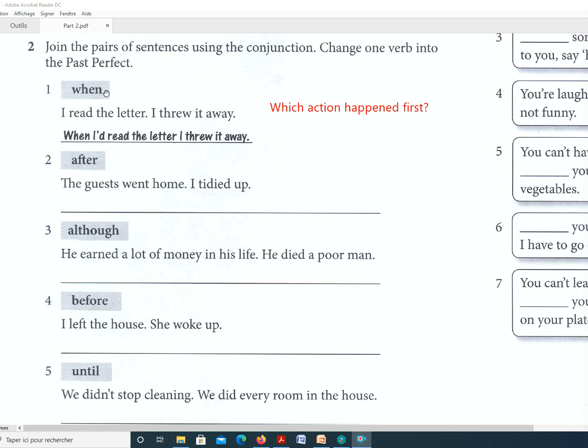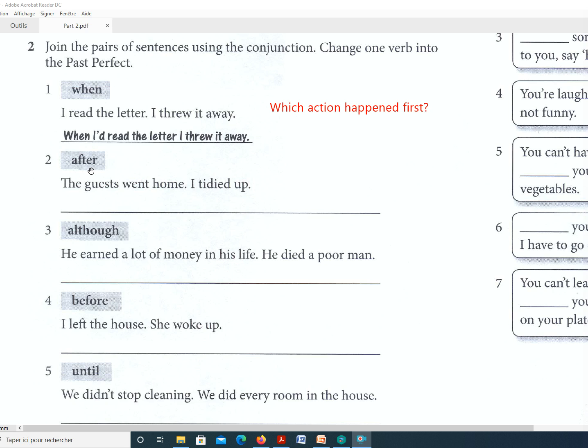Here we have the conjunction when. I read the letter, I threw it away. The action of reading and the action of throwing away. You're always going to ask the question, which action happened first? Logically here, it is the action of reading that happens first. So we conjugate the verb to read in the past perfect. Read in the past perfect is had read. When I'd read the letter, I threw it away.